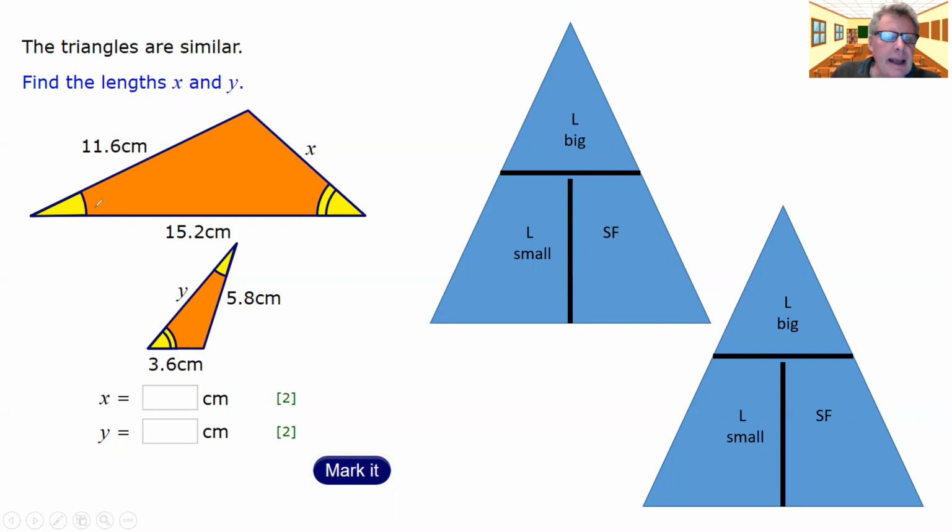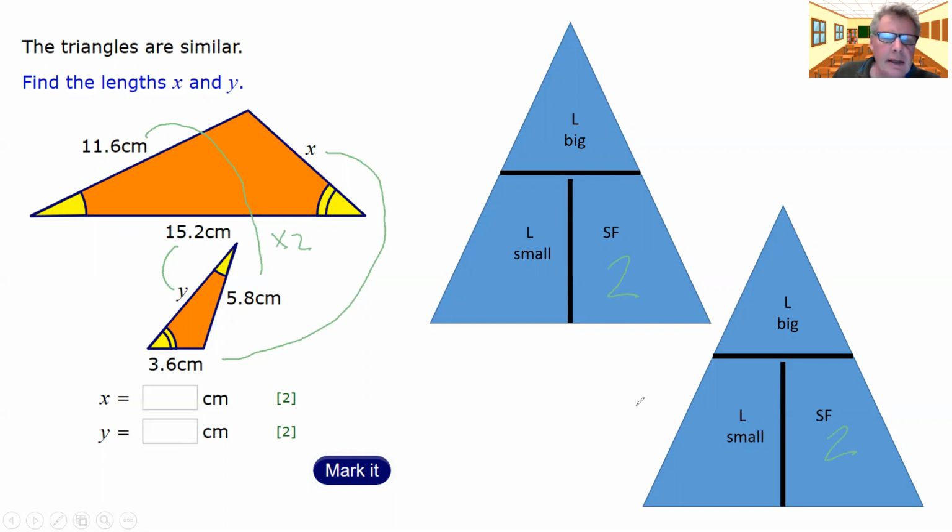The easiest one to pick out is the length that's between the 2 angles. So the 15.2 must go with the y. Then the x goes on the other side of this angle, so that one must go with that, which means those 2 go together. And what have I got to do to 5.8 to turn it into 11.6? Times by 2. So again, scale factor 2, nice and easy.